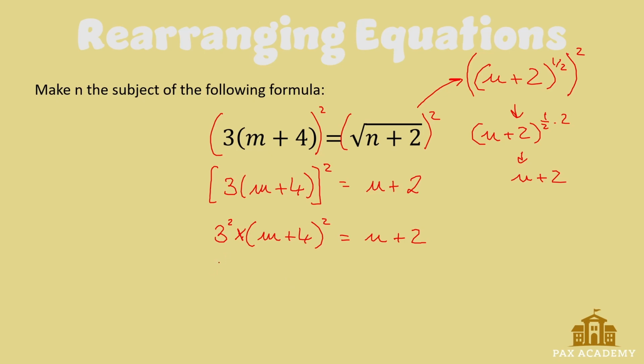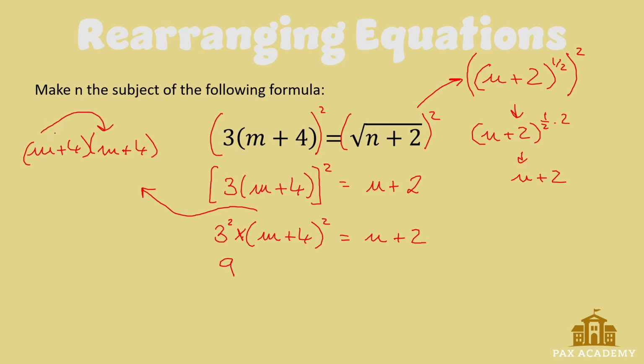So 3 squared is simply 9. So we have 9. And then we need to do (m plus 4) squared. Okay? Now, remember, (m plus 4) squared is simply (m plus 4) times (m plus 4), right? So m plus 4 twice. So let's expand this. Remember, these are double brackets.